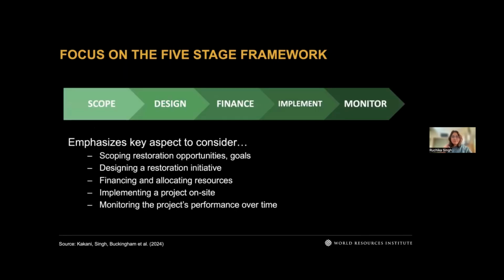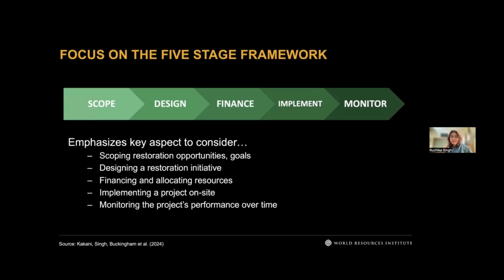So coming to the framework directly, as I said, it is a 5-stage framework. We focused on scope, design, finance, implement, monitor. It helps for each of these stages to consider different opportunities. For instance, when we are thinking about scoping a restoration opportunity, what are the goals? What are the trade-offs? What is the regulatory context within which a project can be developed? Is restoration feasible in a particular project?